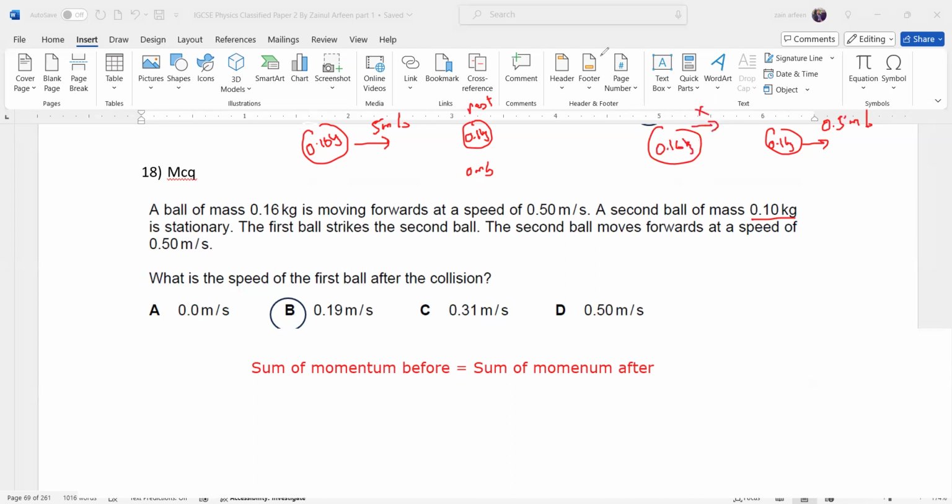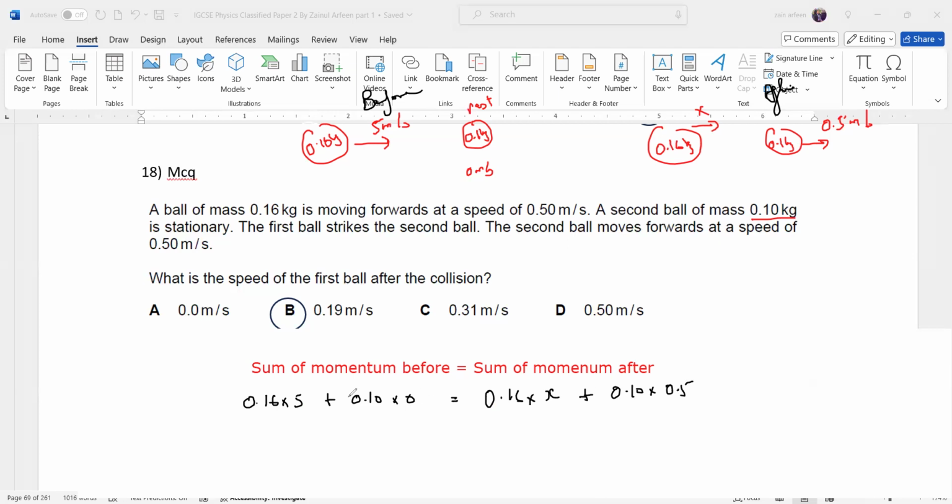So we'll use the conservation of momentum. This is before, and this one is after. The sum of the momentum before: the mass is 0.16 and the speed is 5, plus the mass is 0.10 and the speed is 0. After, the mass is 0.16 and the speed is x, and the mass is 0.10 and the speed is 0.5.